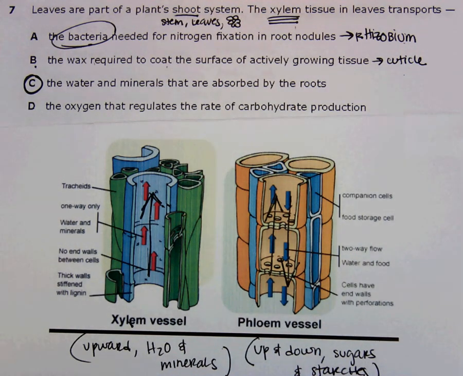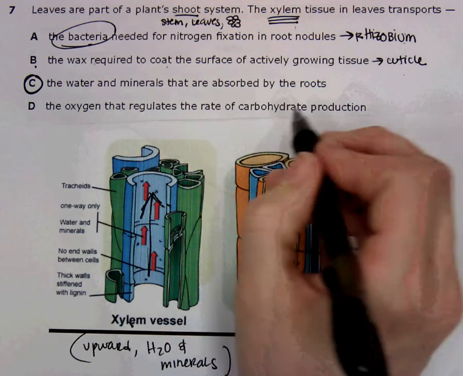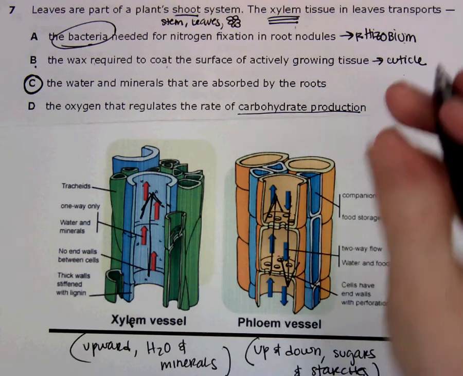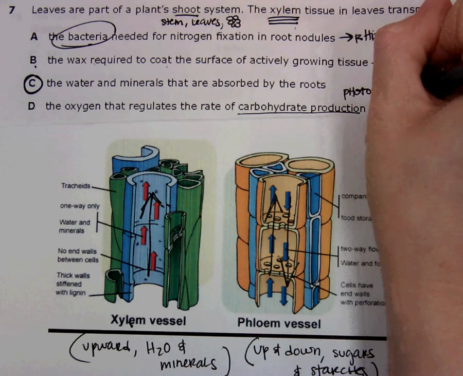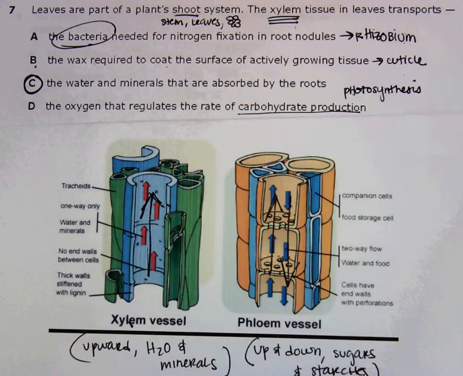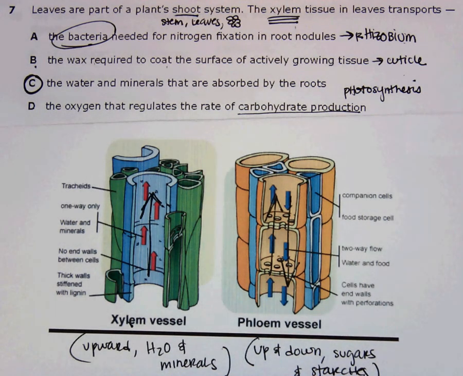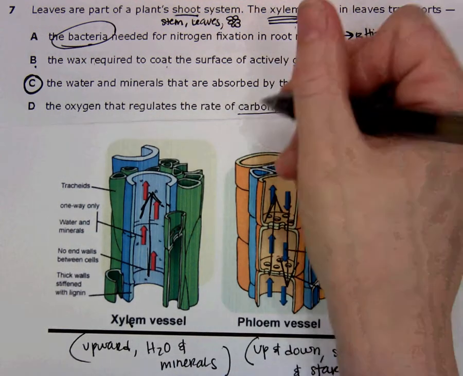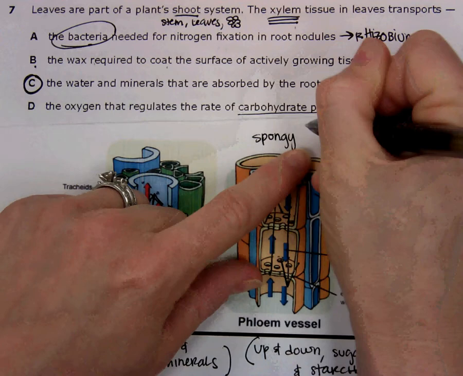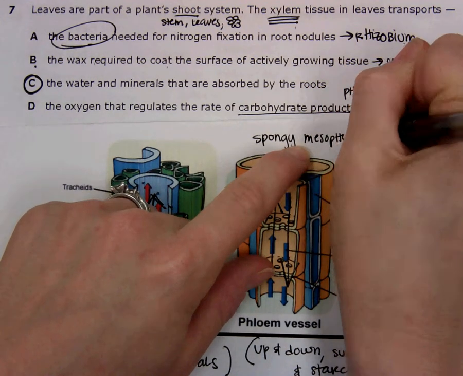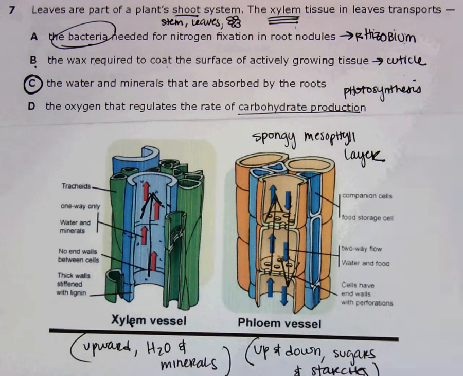D, the oxygen that regulates the rate of carbohydrate production. So carbohydrate production that it's talking about basically occurs in photosynthesis. I hope you know what photosynthesis is, but if not, it is when the plant uses sun energy to create sugar. So basically light energy to create chemical energy, and that occurs in the spongy mesophyll layer. And if we're wondering what that looks like in writing, that is spongy mesophyll layer.